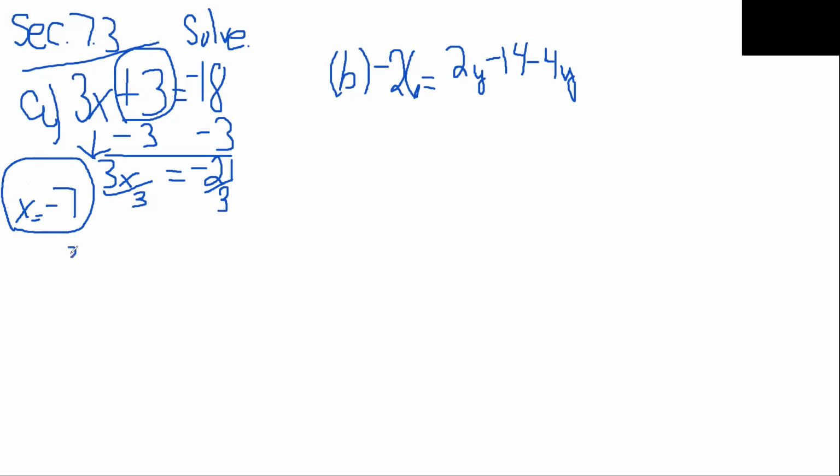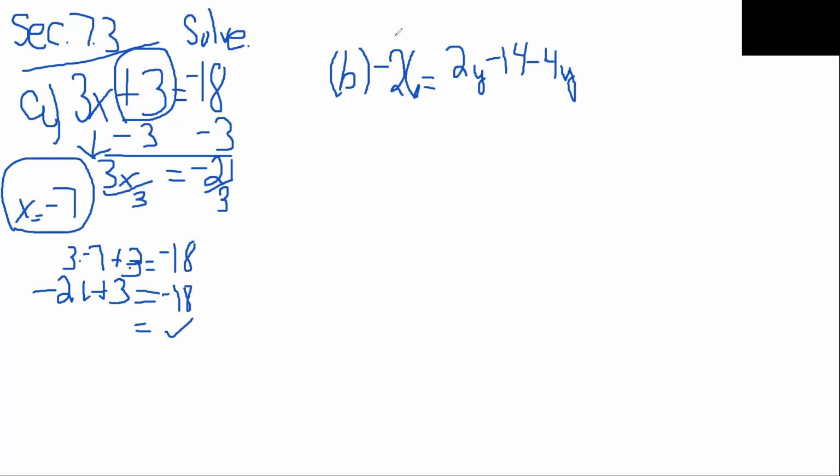So by doing 3 times -7 plus 3 equals -18, I will determine if that is correct. What I realize is that I get a -21 plus 3, and then I realize that yes, that is true, I get a -18. So that checks out.